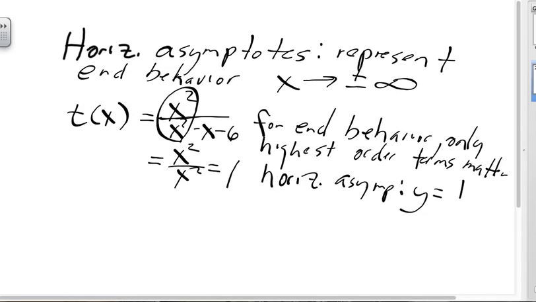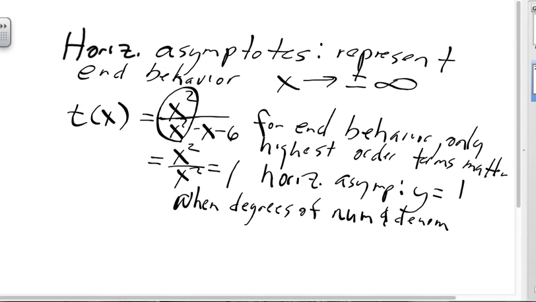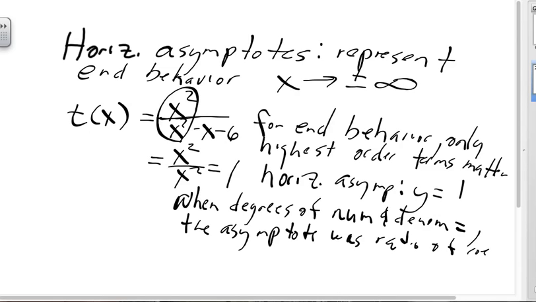Or if you remember this from Algebra 2, we talked about that when the degrees of numerator and denominator were equal, then the asymptote was the ratio of the coefficients, and that's what we just found. Personally, I think it's easier when you can recognize the fact that it's just the highest order terms. That was our first rule, okay?